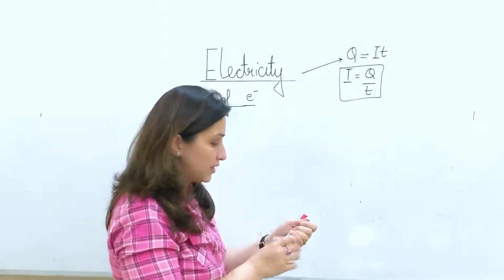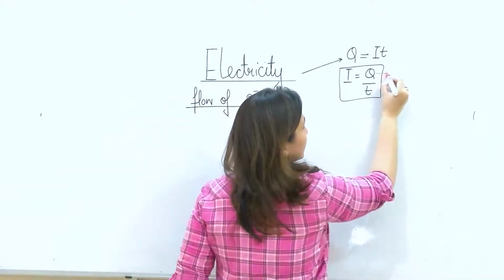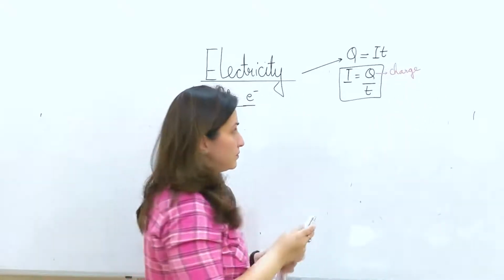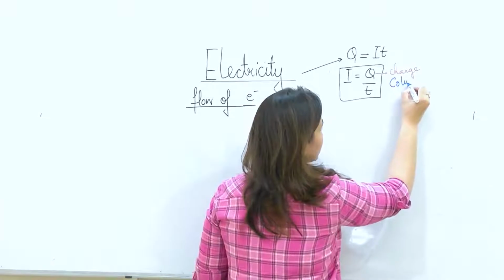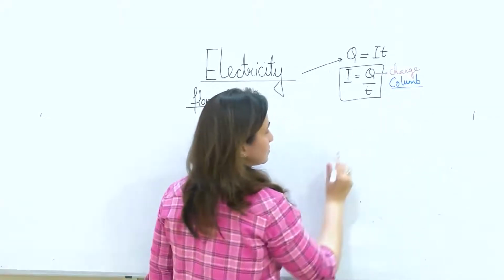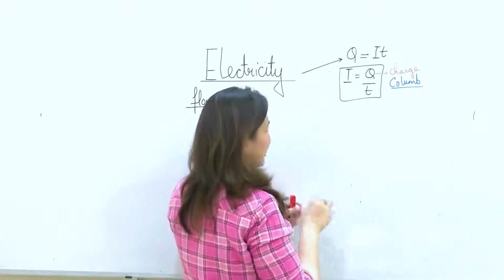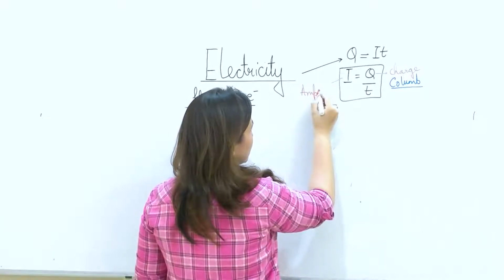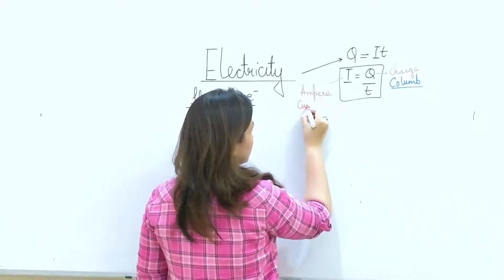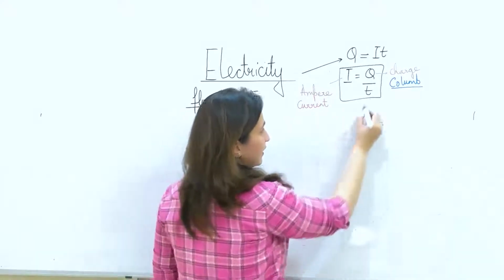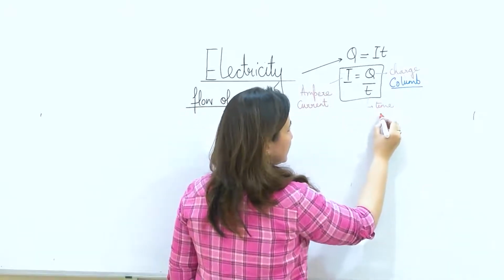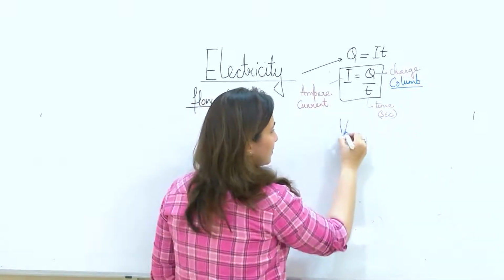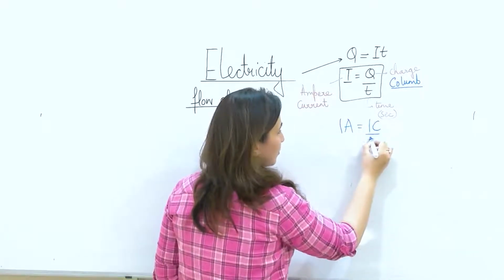I'll be telling you each and every identity in detail. Q is known as charge, and the SI unit of charge is coulomb, after the name of a scientist. The SI unit of current is ampere, again after the name of a scientist. Current is represented by capital I. This is time, and the SI unit of time is second. So in other words, we can say 1 ampere is equal to 1 coulomb upon 1 second.